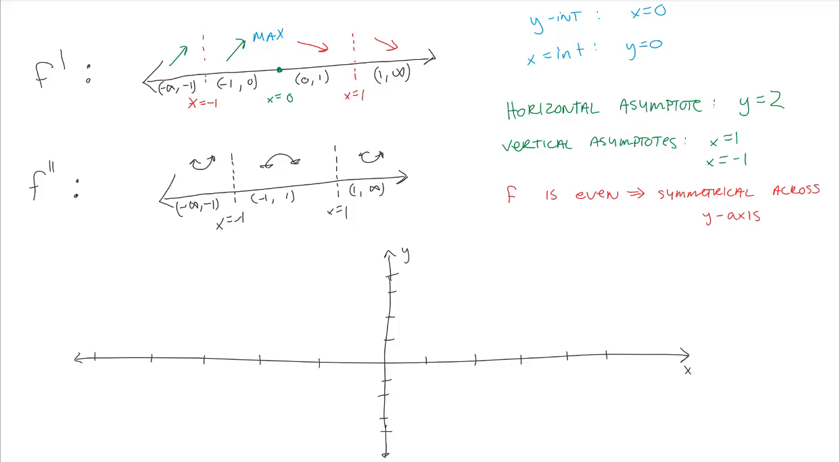So let's go ahead and put our vertical asymptotes in at x equals 1 and x equals negative 1. And we can put our horizontal asymptote in at y equals 2. And we can put our point at our intercepts in there at x equals 0, y equals 0. It's actually the point 0, 0, and that's going to be a local maximum right there. And now let's try to graph things.